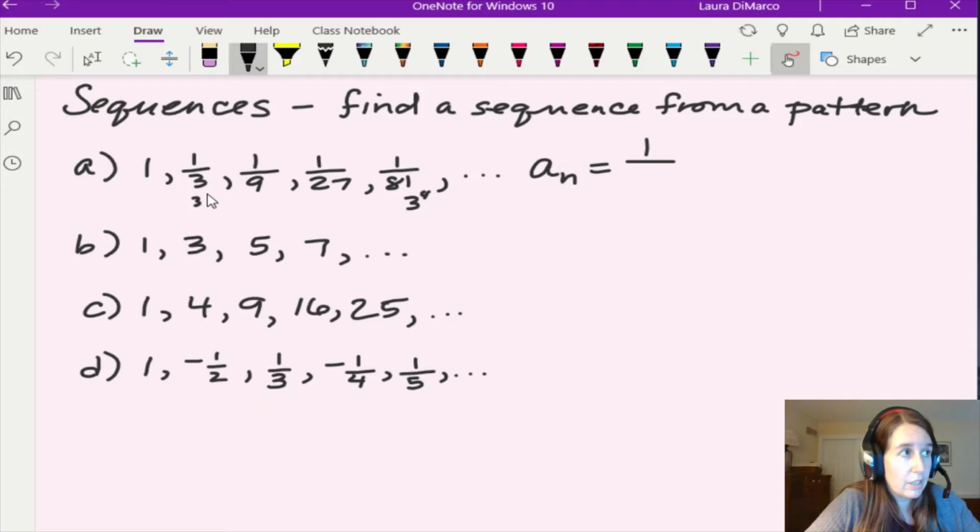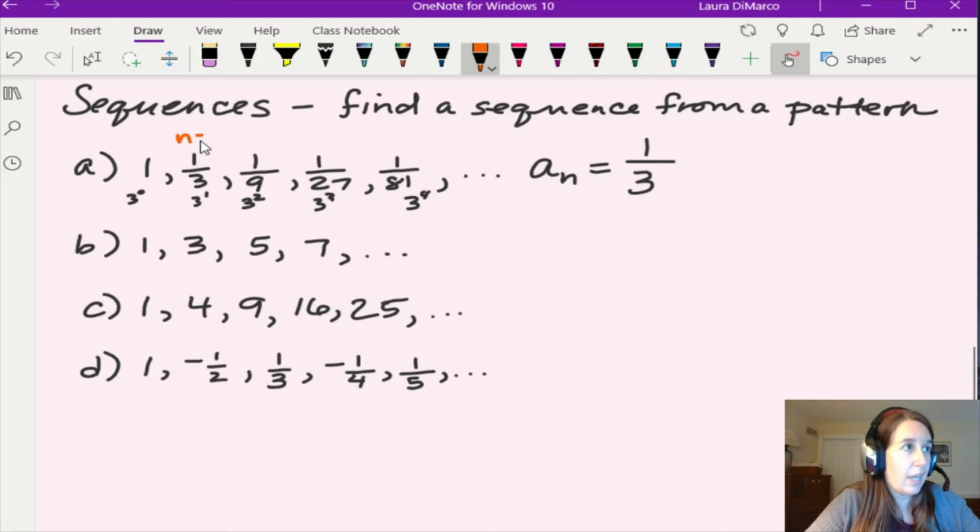This is 3 to the 1st. This 1 could be 3 to the 0, because remember that's 1, so that's cool. So this is 3 to the 0. This is 3 squared. This is 3 cubed. So it's 3 to the, and let's see, is it to the nth? No, because this is 3 to the 1st, but it's the second term, right? This is n equals 2. Let me change colors here.